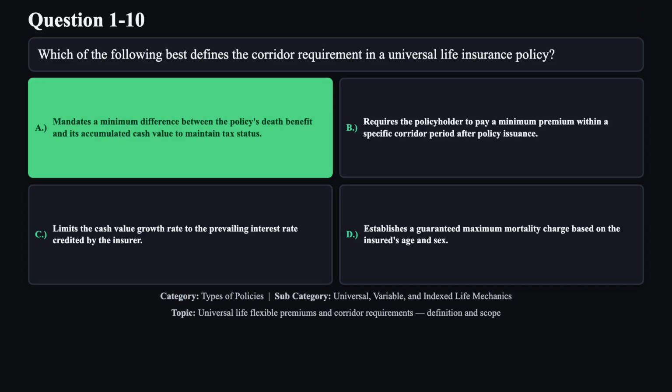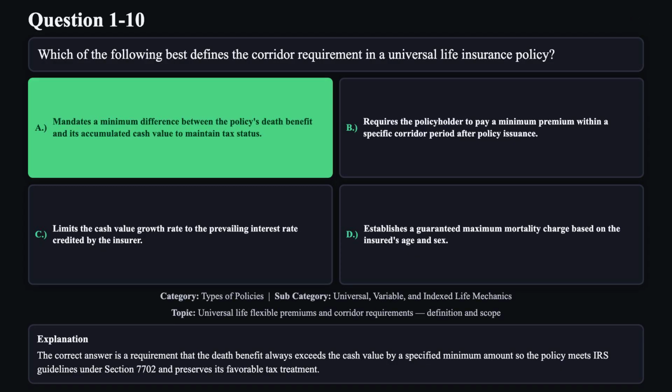The correct answer is A. The correct answer is a requirement that the death benefit always exceeds the cash value by a specified minimum amount, so the policy meets IRS guidelines under Section 7702 and preserves its favorable tax treatment.